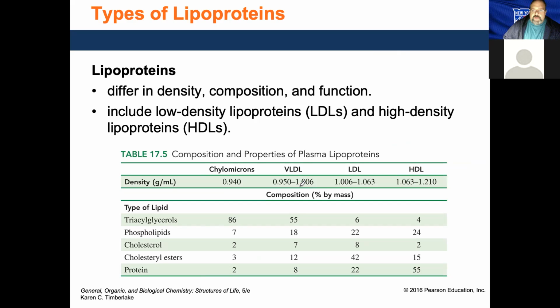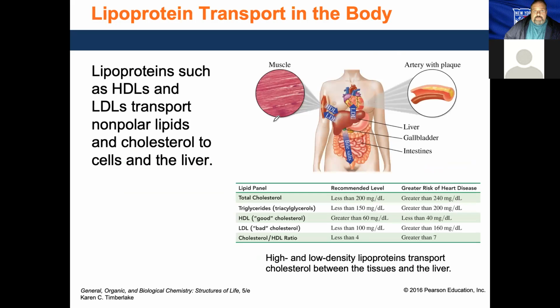All right. Different types of lipoproteins you're probably familiar with, LDLs and HDLs. We have them monitored. You also have very low density lipoproteins, which are your VLDLs. Then you also have your chylomicrons. The way that they differ is in their density, composition, and function. Lipoproteins such as HDLs and LDLs transport non-polar lipids and cholesterol to the cells and liver. HDLs are the good cholesterol. The LDLs are your bad cholesterol. So we usually have those checked, and on the slide here, they give you some numbers, recommended levels, and greater risk of heart disease and such.